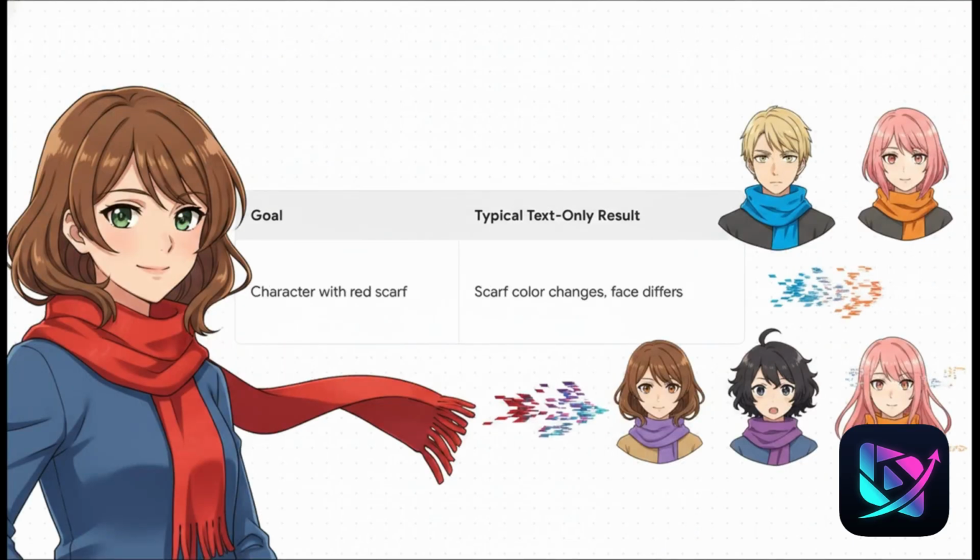And this exact same issue applies directly to storytelling. Let's say your prompt specifies a character with a red scarf. Okay, great. But without a source image to act as an anchor, the AI has no solid reference point. So in the next shot, that scarf might suddenly be blue, or the character's face might be just a little bit different. And just like that, you've lost all your narrative consistency.